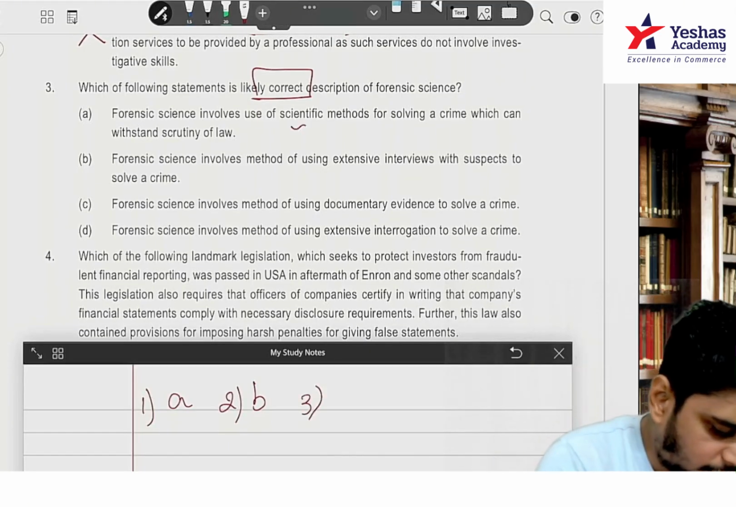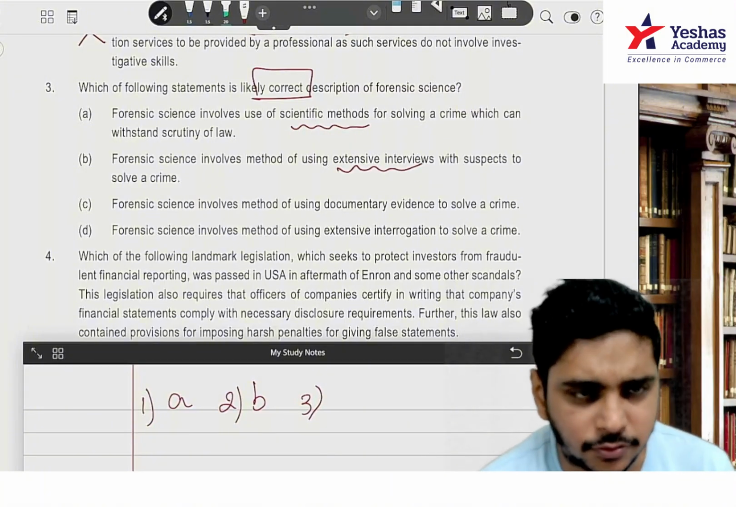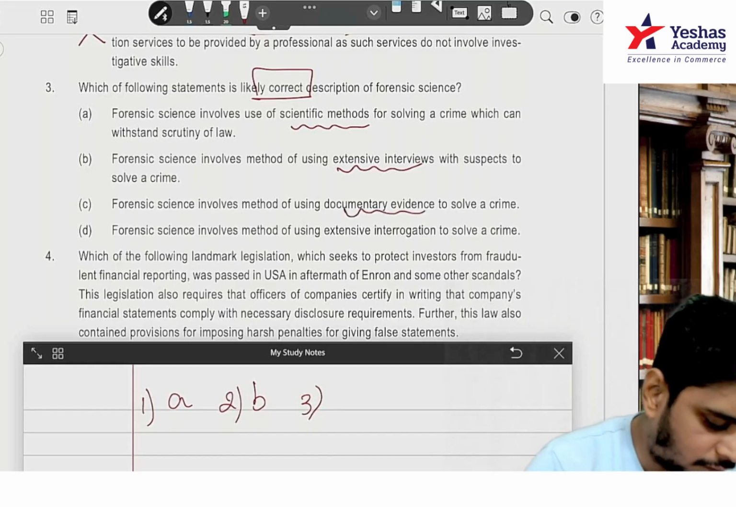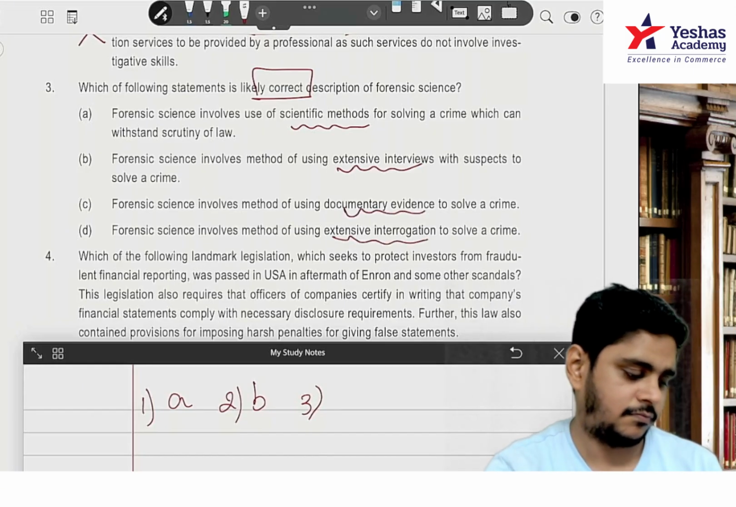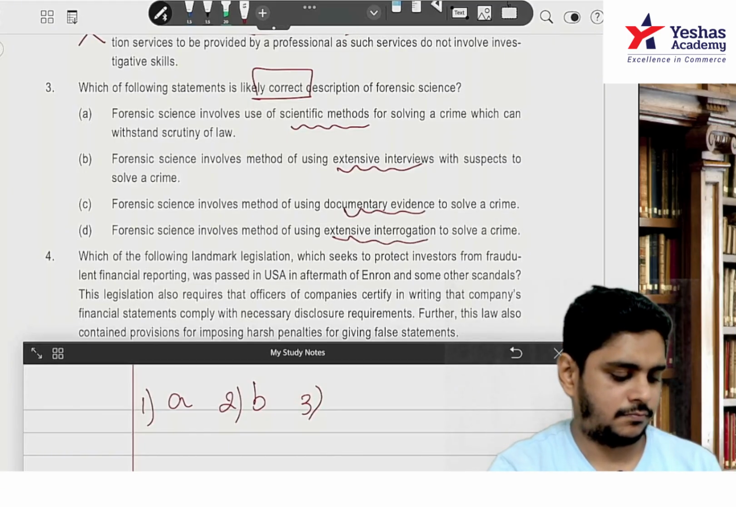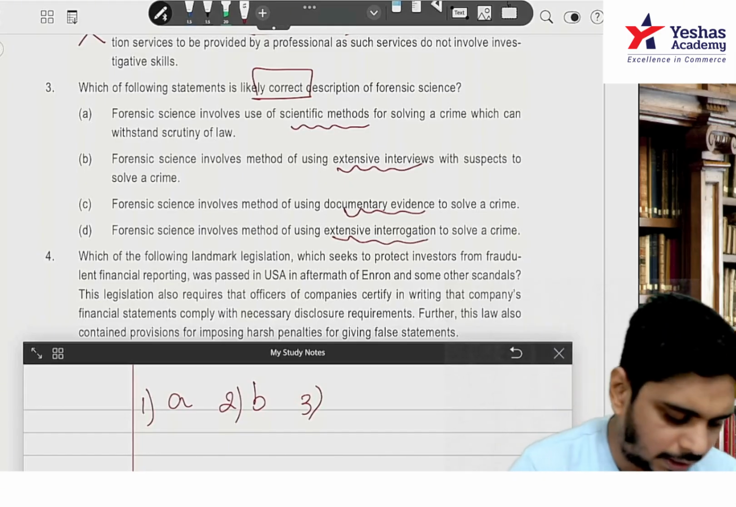It uses scientific method for solving a crime, extensive interviews, detailed interviews with suspect to solve a crime, documentary evidence to solve a crime, extensive interrogation. I don't know. A. Scientific method, I think.